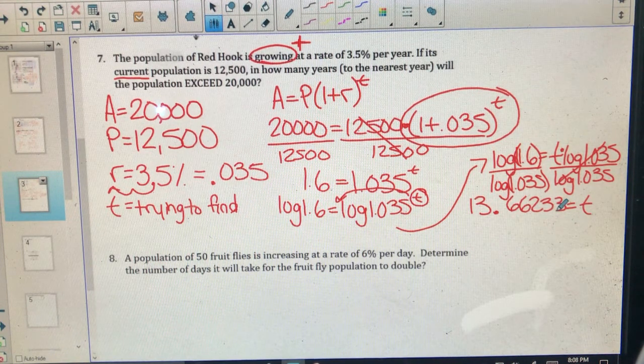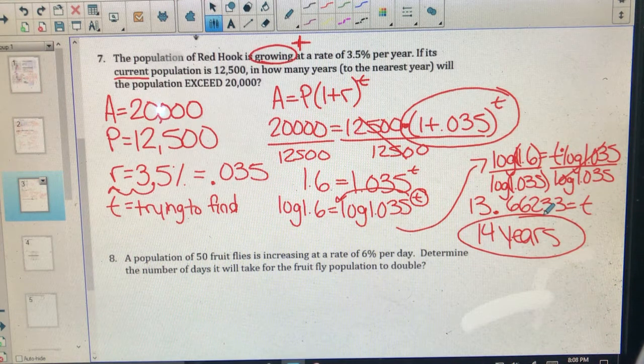So if it's asking for the whole year, because it says to the nearest year that it will take to exceed that, it's not going to be 13. It has to take 14. At 13 years, it's not quite at 20,000 yet. It's got to round up. So it's 14 years when I'm rounding to the nearest year that it will take for this population to exceed 20,000.